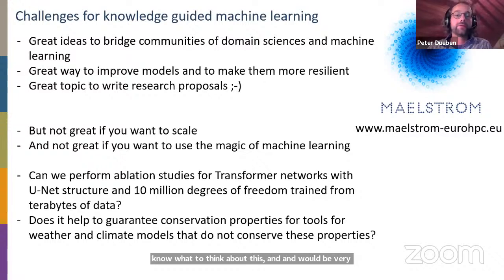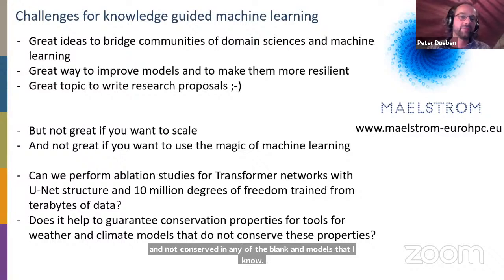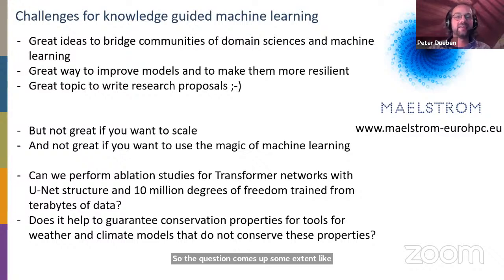Another point is that conservation properties are obviously really important, and they are also a good way to talk to domain scientists. But the truth is that in weather and climate models, most of the conservation properties are actually not conserved down to machine precision anyway. For example, energy and momentum are not conserved in any of the weather and climate models that I know. So the question comes up: do we actually always need all the conservation laws that are given? If, for example, the atmospheric energy cycle repeats every 20 days or so, we can actually live with some sort of error in the energy. So it's not always true that we need to conserve all the properties.